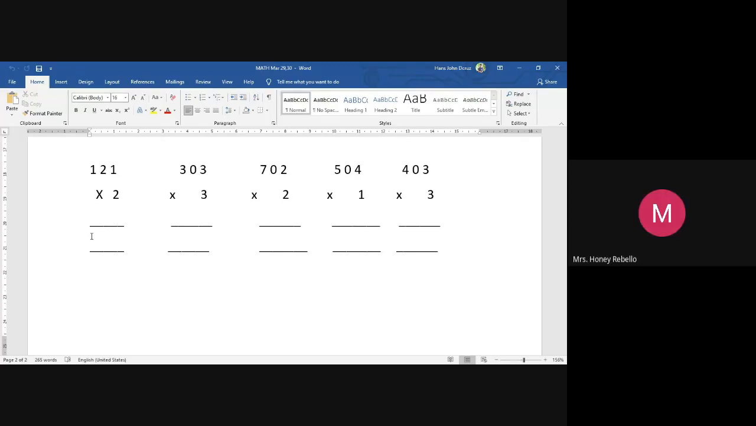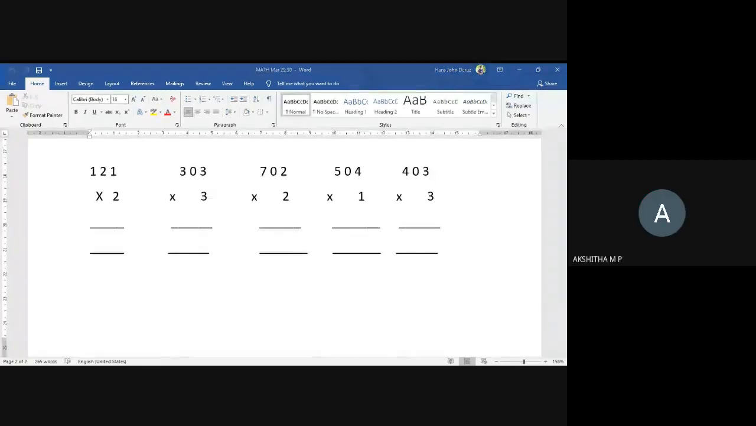Children, I told you not to say 1 into 2 because it will take time. 1 2 is 2, 2 2s are 4, is how you say the table. Turn off your mic. Somebody's talking there. Akshita, turn off your mic. Children, why should you turn on your mic and speak at home? Turn off your mic, Akshita.